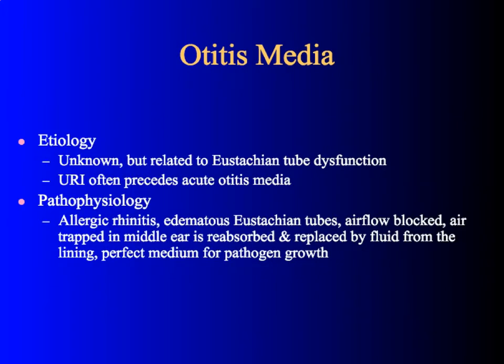So, otitis media, the cause of it is unknown, but it is related to eustachian tube dysfunction. And as you saw earlier, the eustachian tubes in infants and young children are shorter and more horizontal. An upper respiratory infection often precedes the acute otitis media. So pathophysiologically, they could have an allergic rhinitis, edematous eustachian tubes, airflow blocked, air trapped in the middle ear, which is reabsorbed and replaced by fluid from the lining, and that becomes a perfect medium for pathogen growth.